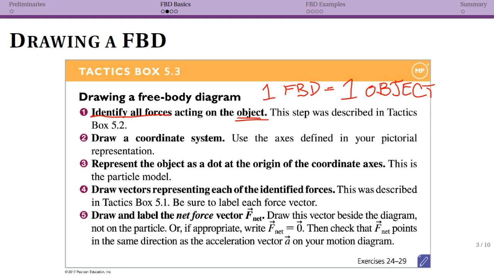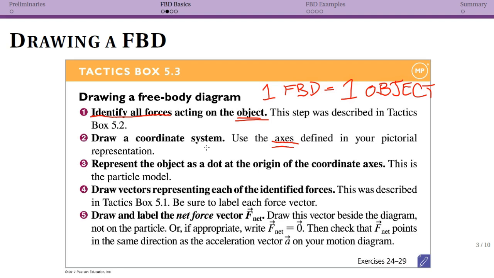Step 2 is to draw a coordinate system. Now this is important, and you should be defining a coordinate system anytime you're dealing with, ideally, even one-dimensional motion, but certainly two-dimensional motion. So in this case, if you have a pictorial representation, you should have drawn axes, and your free body diagram should have consistent axes. Make sure that you're using one consistent set of axes for all of your visual representations, however you've chosen to do them, and then all of your calculations.